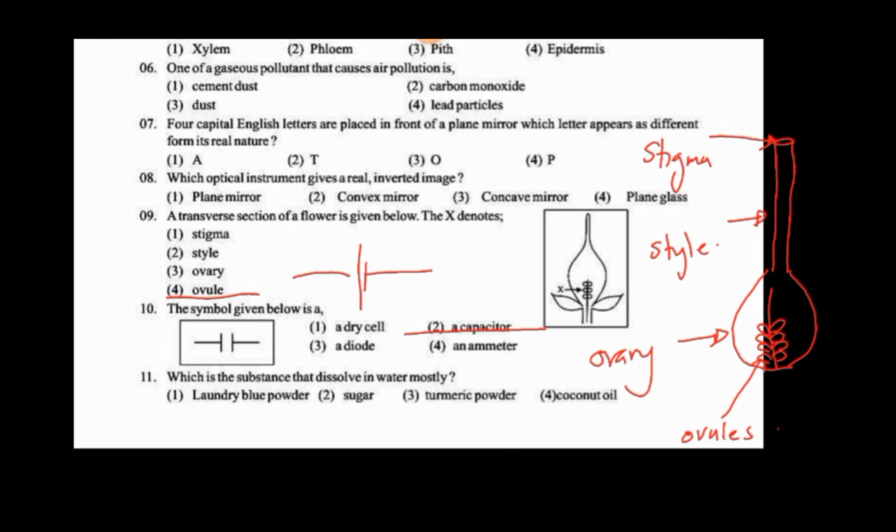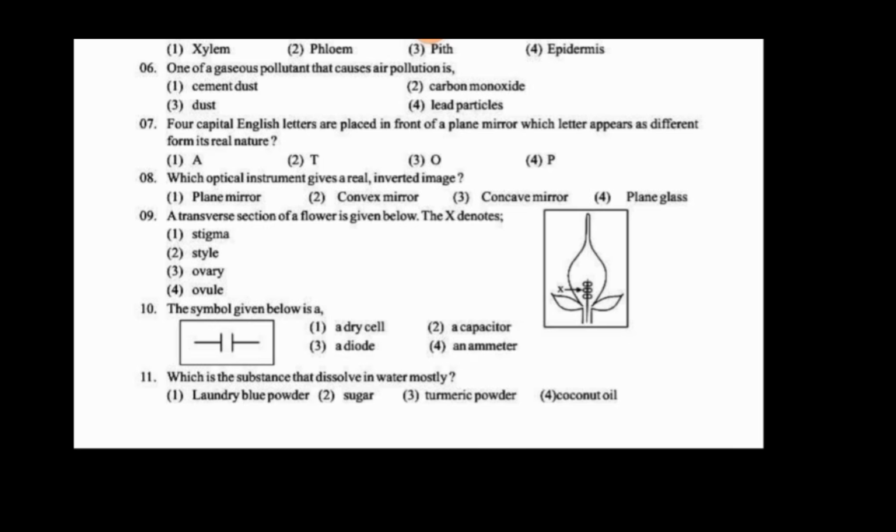Which is the substance that dissolves in water mostly? Now you know the substances, based on the level of dissolution in water, we can classify them as soluble, partially soluble and insoluble. Now they are asking mostly, that should be a soluble substance. Laundry blue powder, no, it is partially soluble. Sugar, turmeric powder, coconut oil. The answer should be sugar. Answer number 2. Right, we'll move on to question number 12.